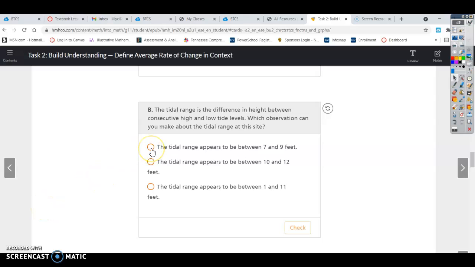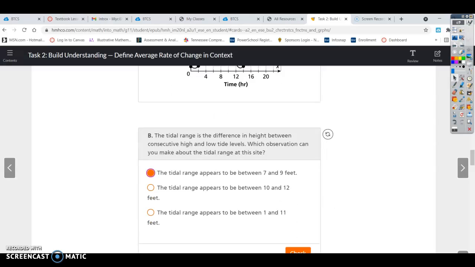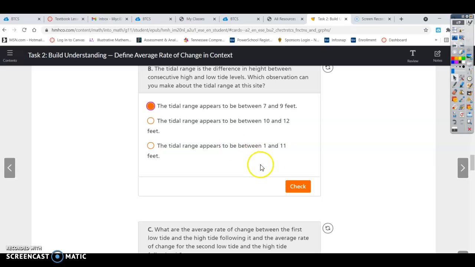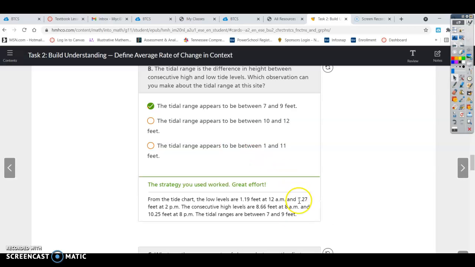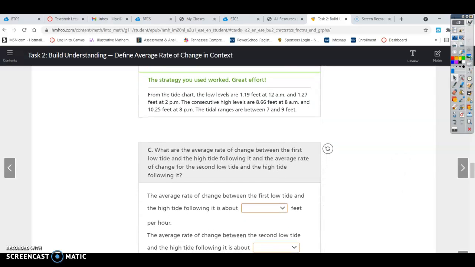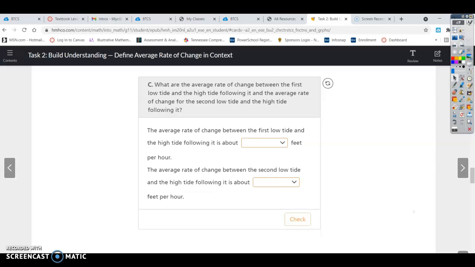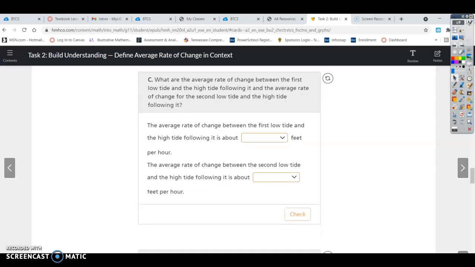Alright, hopefully you picked the one that says the tidal range appears to be between 7 and 9 feet. So again, if you look, it goes between 1 and around 9 from those first 2 curves. And that's going to show you how we got that answer if my explanation wasn't sufficient. Kind of read through this and make sure you understand. Alright, again, pause the video, try to answer this question, and then we will look at it together.